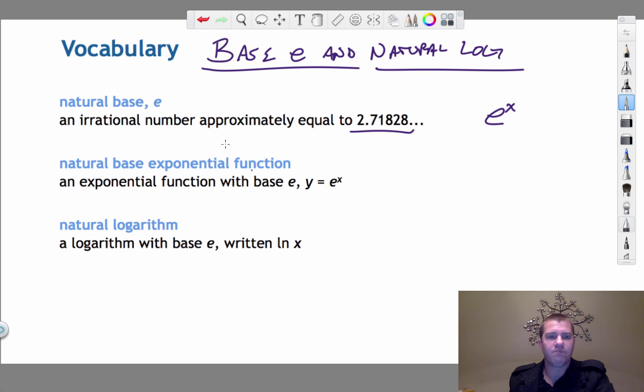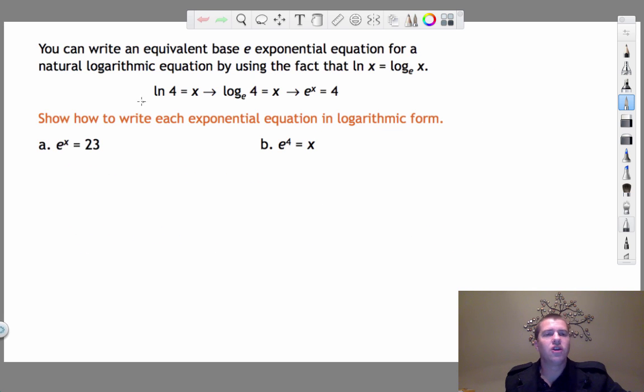Okay, and as a log, we write it. You don't write log base e of x. It's just ln of x, and it's the natural log is what that's referring to. So what you can notice here, you can write an equivalent base e exponential equation for a natural log equation by using the fact that ln of x is equal to log base e of x, which is what I just kind of went over.